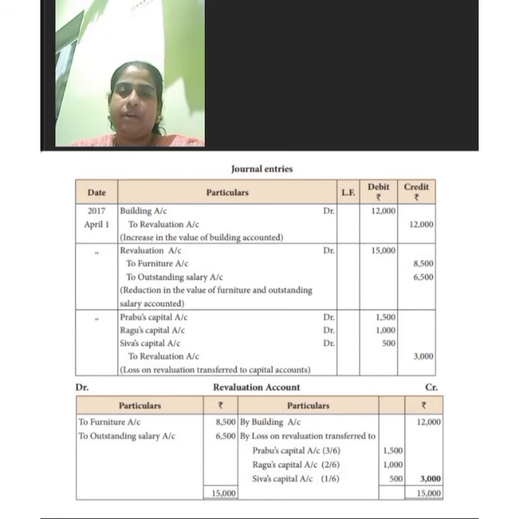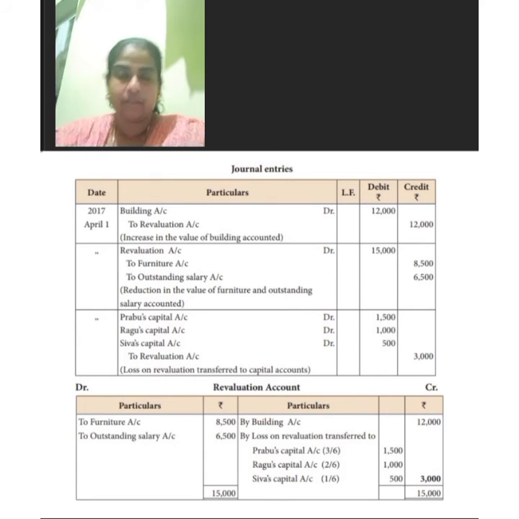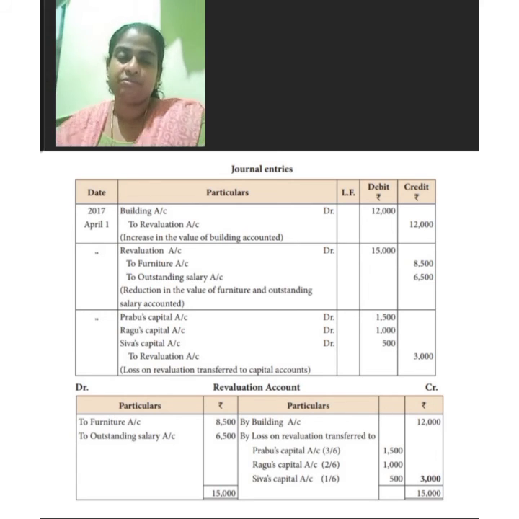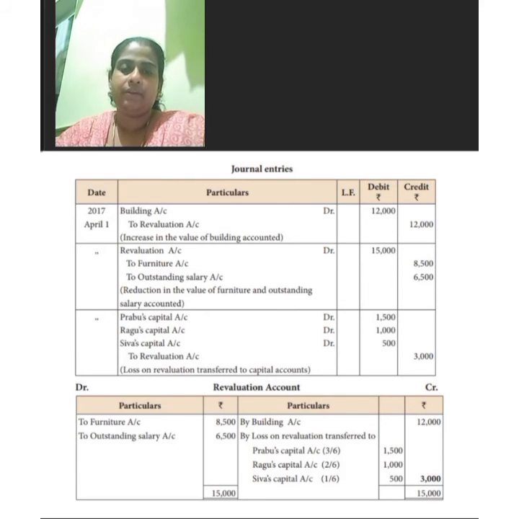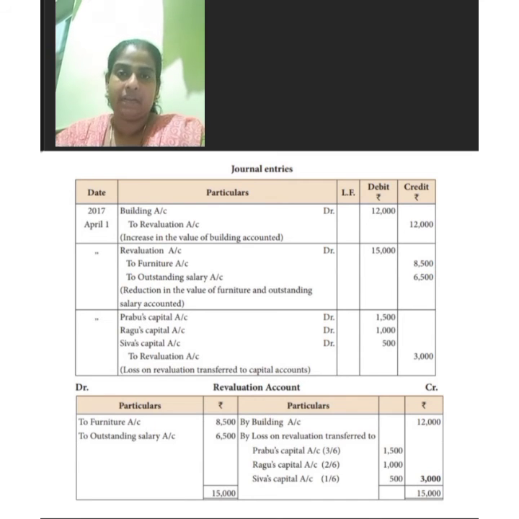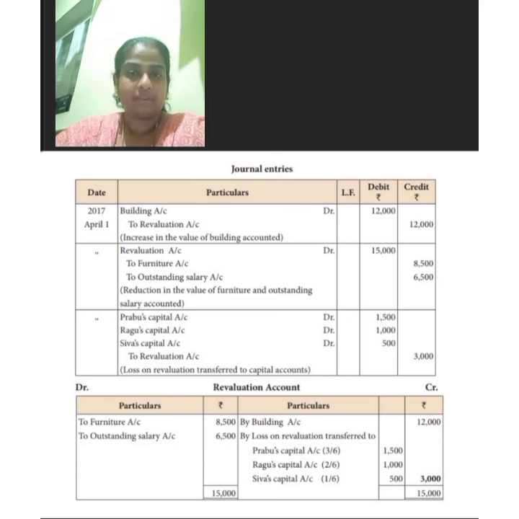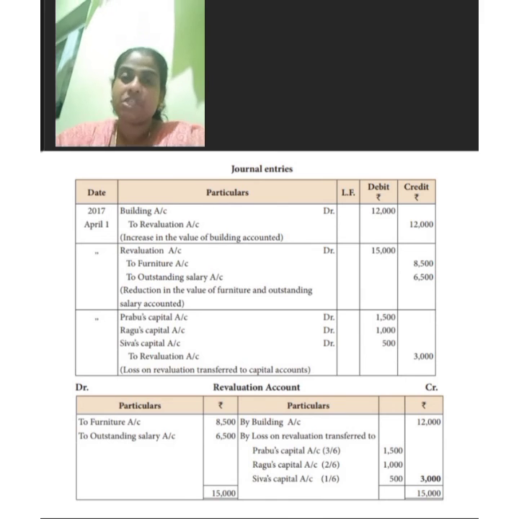Next we are going to prepare revaluation account. In revaluation account, on debit side enter the decrease in the amount of furniture, that is to furniture account 8,500. Then enter outstanding salary, that is to salary account 6,500. Then on credit side enter building account 12,000. Then after closing revaluation account, there is a loss of rupees 3,000. That loss should be shared among the partners in the ratio 3:2:1.